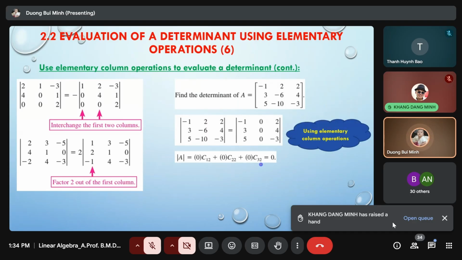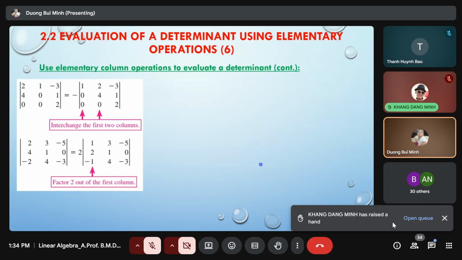So here we use elementary column operations. We can interchange C1 and C2. This is C1, this is C2, this is C3. Remember, when we interchange, we have determinant of A is minus determinant of B. That's the reason that when we interchange C1 and C2, we have the minus here.